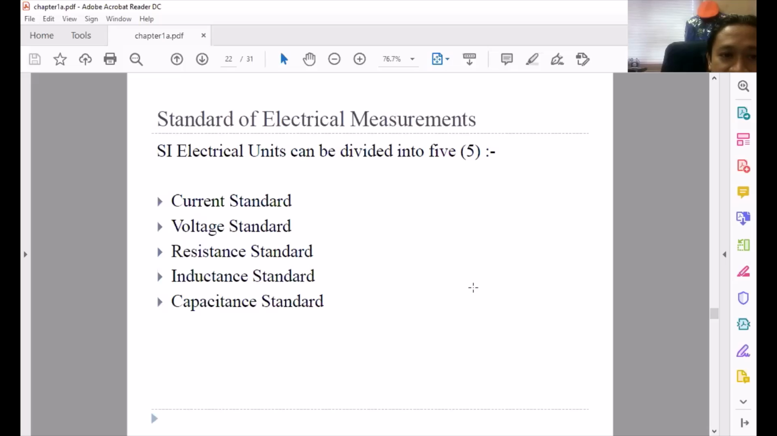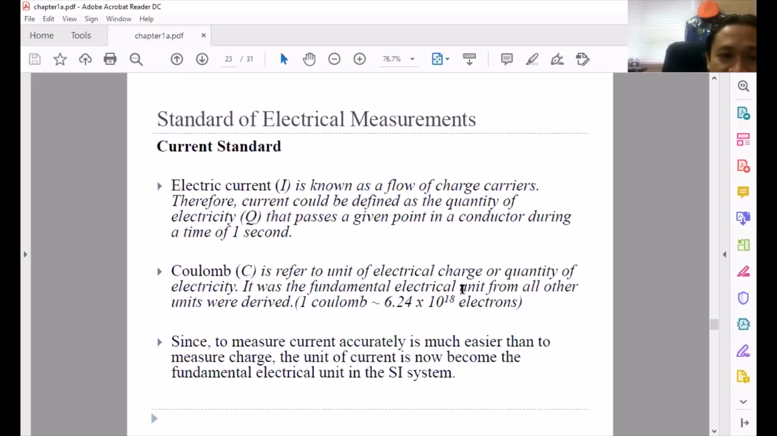All right, so for electrical measurement, we also have the standards. We have the current standard, voltage standard, resistance standard, inductance standard, and capacitance standard. But I think for you, there is no need to know the detail on this one, just the surface flow. Electrical also has the standards: the current standard, voltage standard, resistance, and so on. So this is the current standard.